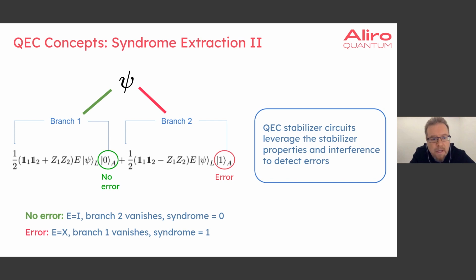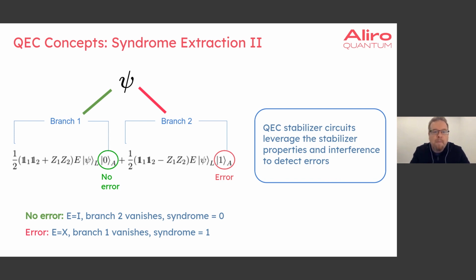Now, conversely, if there is an error, and let's say we're expecting X errors, then what happens in branch 2, because we've designed our stabilizers to anti-commute with the errors, Z does anti-commute with X, is that if you were to propagate this X error to the left, there would be a sign change resulting in a positive sign in branch 2. So we would have constructive interference in branch 2, which essentially leaves the auxiliary qubit measured with the value of 1. And in this case, branch 1 then vanishes due to destructive interference.